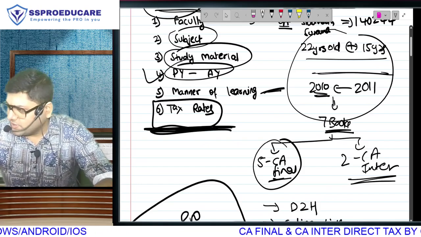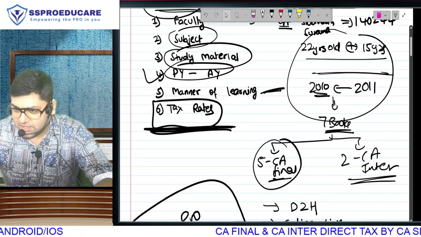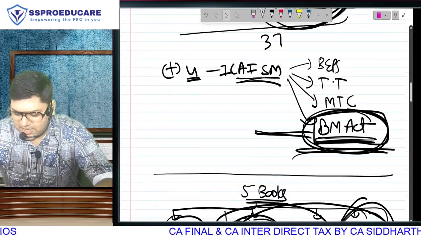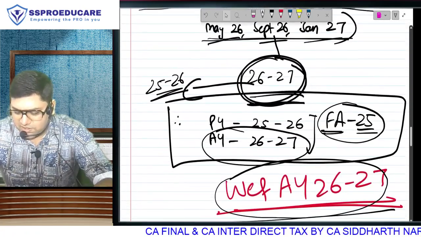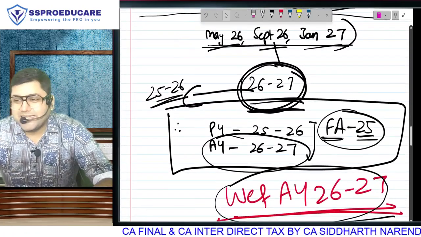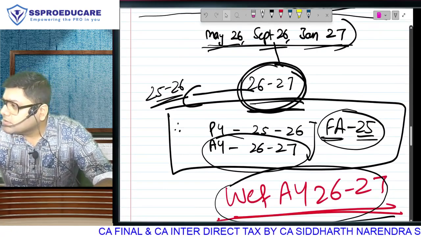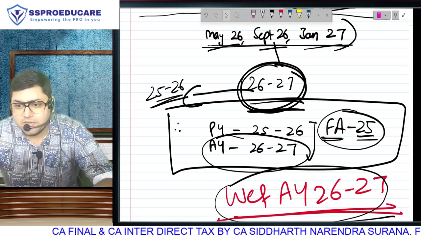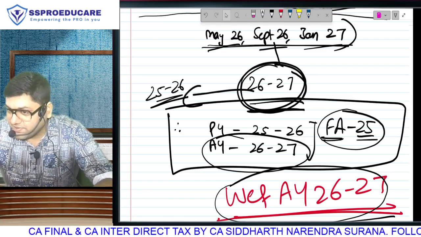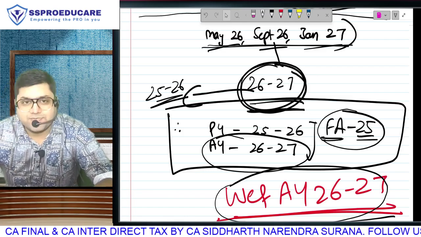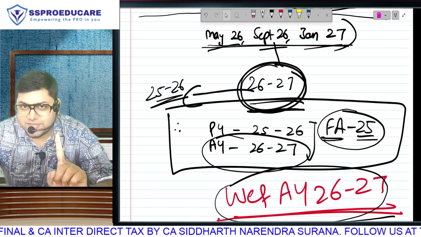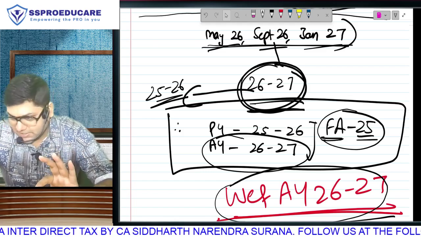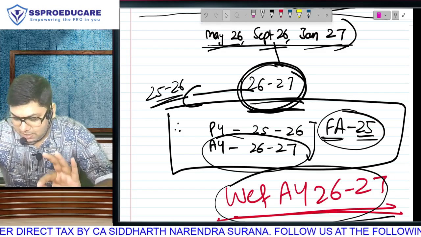As I said, offline students kindly collect your 2 books from the class, and for online I have already sent. Manner of learning, we started tax rates. We have to learn tax rates for assessment year 26-27. So the Finance Act applicable for your exam is 25. Previous year 25-26, assessment year 26-27, whether it is May 26, September 26, Jan 27, they all fall in the same financial year, same budget is applicable, same tax rates.